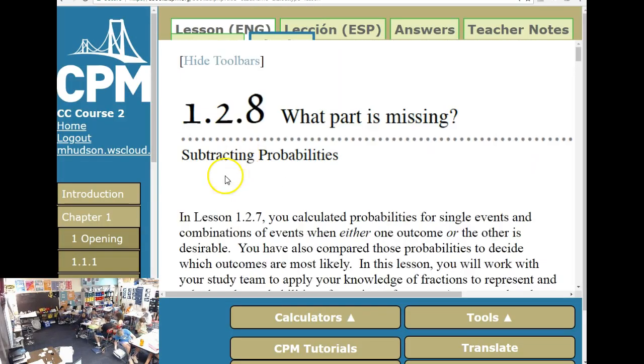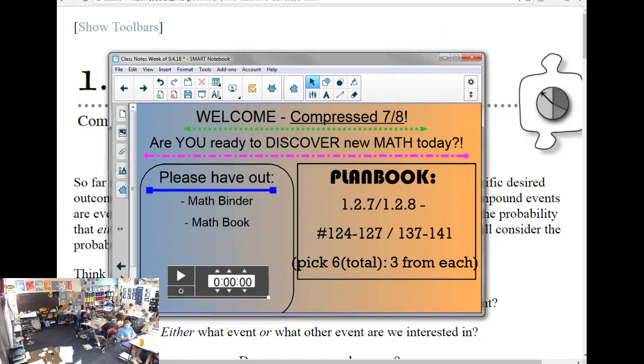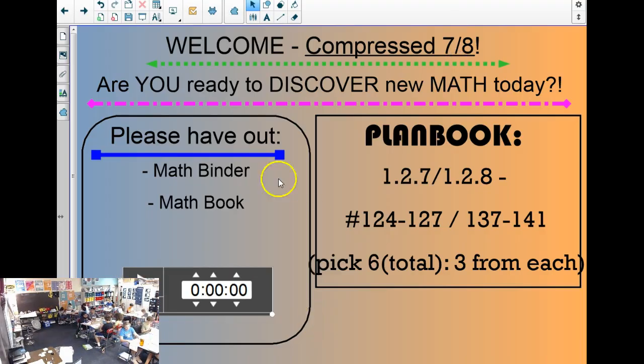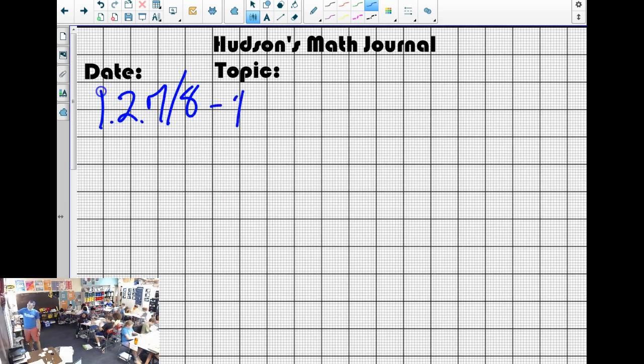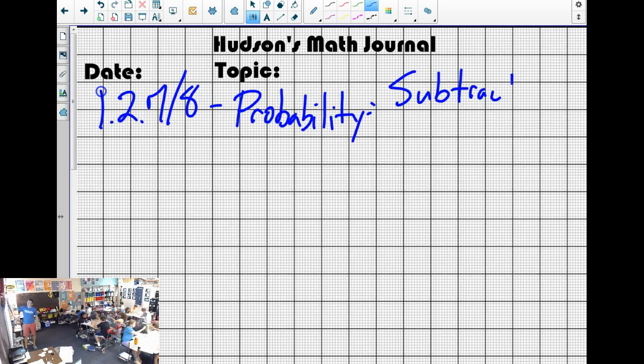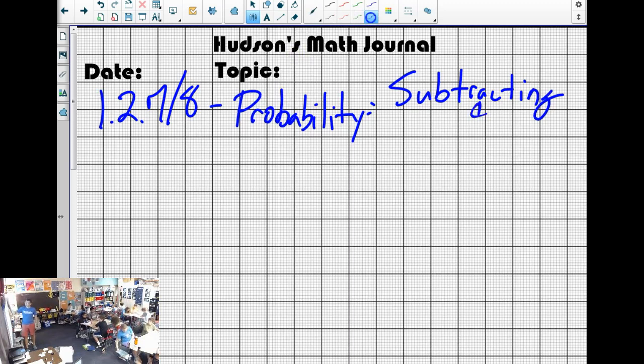Today we're going to be talking about two different things: compound and subtracting probability. So if you want to make your life easy, head your notes with the word probability, and then a semicolon or colon, I forget which is which, and then put subtracting or compound / subtracting. So I'll write up here what you need. 1, 2, 7 and 8. Probability. It's two different lessons that we're going to cover today. Subtracting and compound.